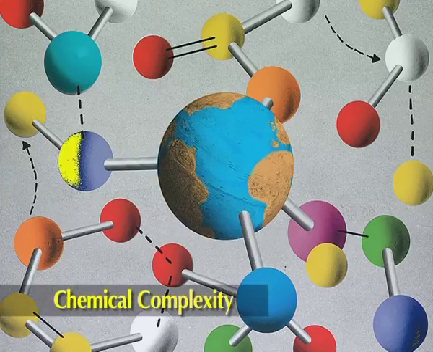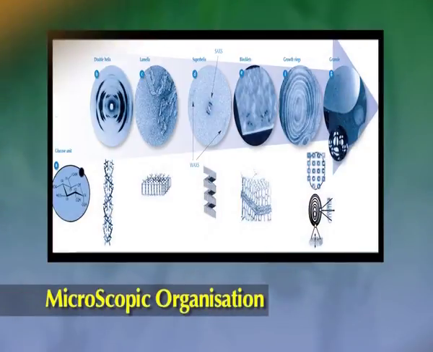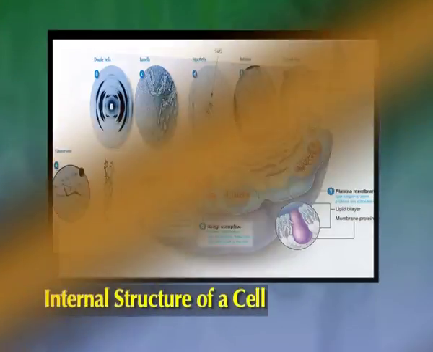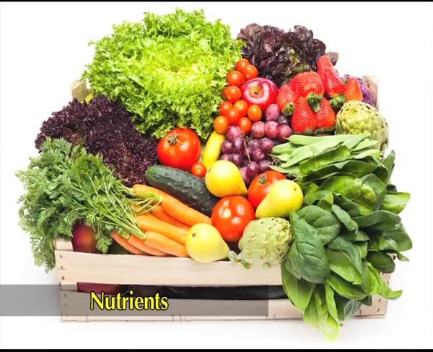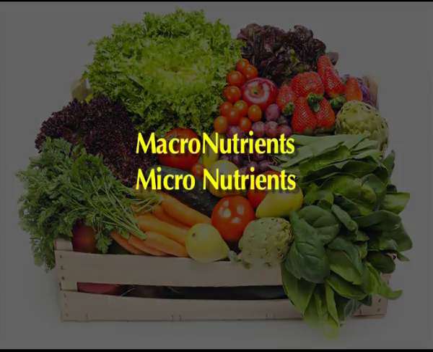Now, with respect to the objectives of biochemistry, the first and foremost objective is to understand the high degree of chemical complexity and microscopic organization of thousands of different molecules that make up the cell's internal structures, and to understand the defined functions of each of these components, which are commonly known as nutrients and can be divided into macro and micronutrients, and the regulated interactions that occur among them.